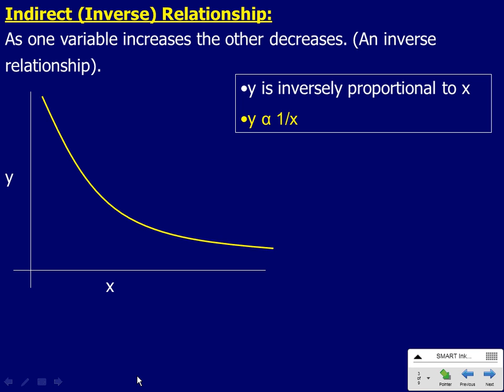For all indirect relationships, as one variable increases, the other one decreases. It's indirect. It does the opposite. When you graph an inverse relationship, you get a curve that looks like this. Because as x gets big, y gets small. And if x is small, y is big. The opposite, the inverse.